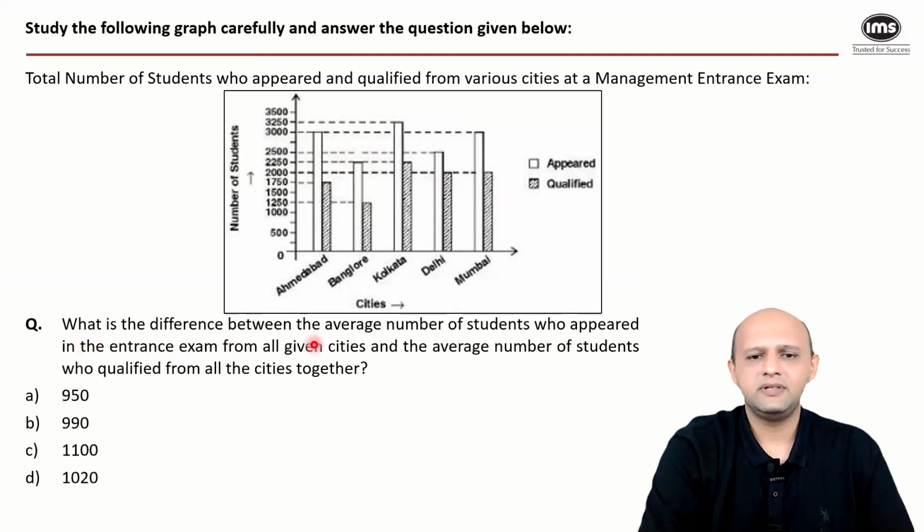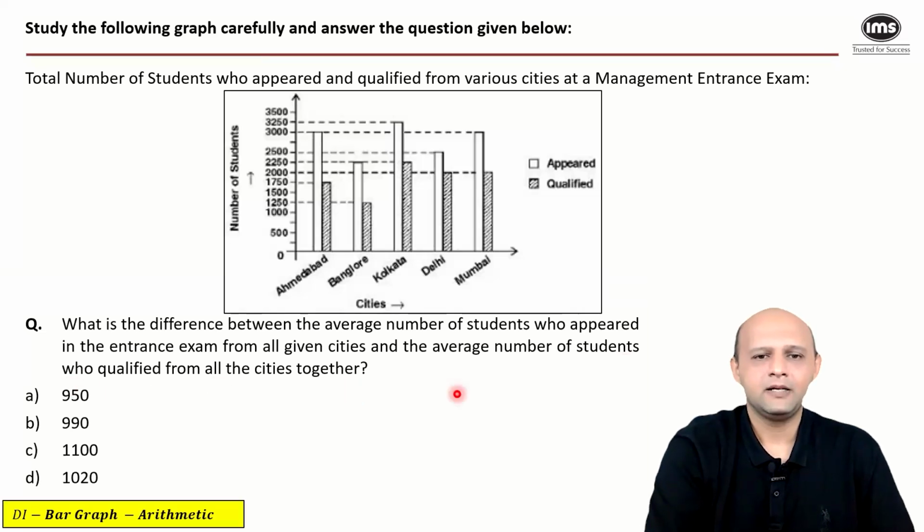What is the difference between the average number of students who have appeared from all cities and the average number of students who have qualified from all cities together? Okay, so let's have a look at this. The concept is obviously a bar graph with questions based on arithmetic, so percentage, average, the basic concepts have been tested here.